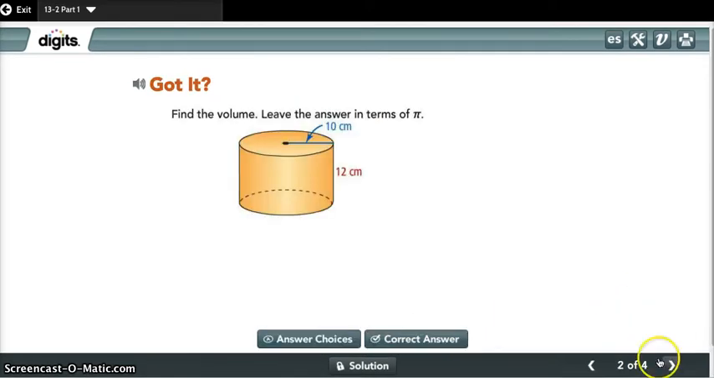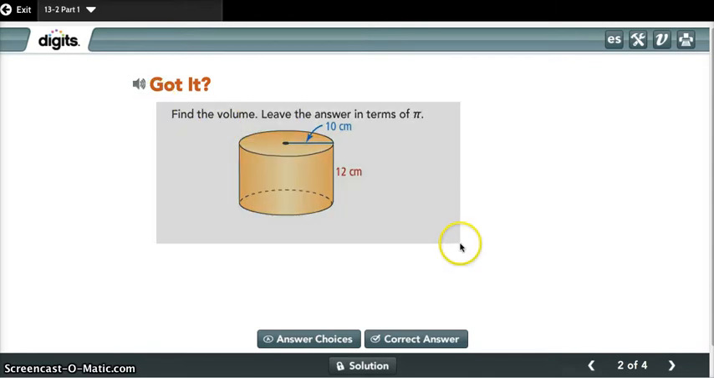Okay, it's your turn to try this one. They gave you the radius and the height. You should have everything else. And we'll talk about what this means when it says leave the answer in terms of pi in just a moment. All right, hopefully you gave that your best effort.